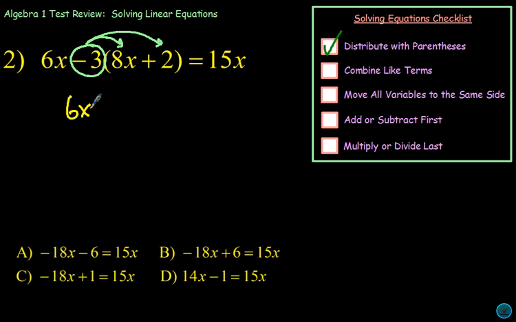And so that becomes a negative 24x. Right? Signs are different. And negative 3 times 2, which would be a negative 6. Again, the signs are different, so that would give us a negative. And then equals 15x. All right, so now I check down to the bottom. Let's see, I've got 6x, and they've got 18s and 14. So I think I'm going to have to do one more step on this one.